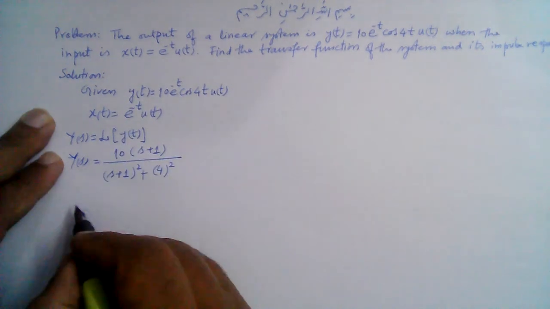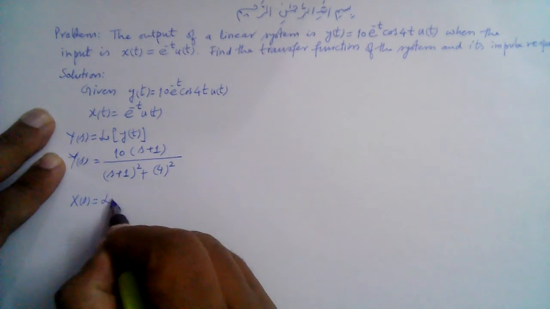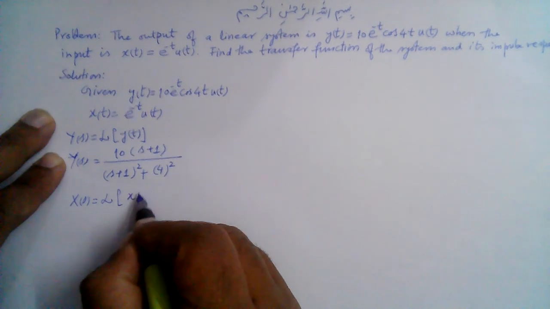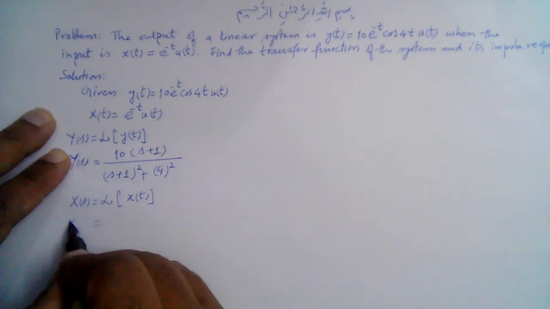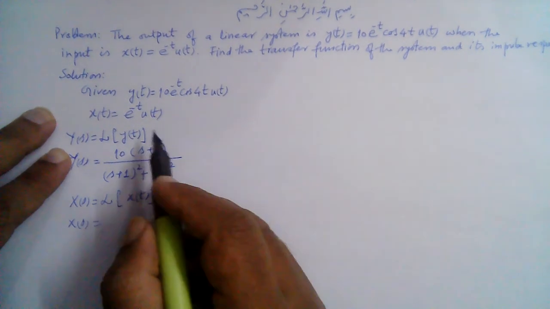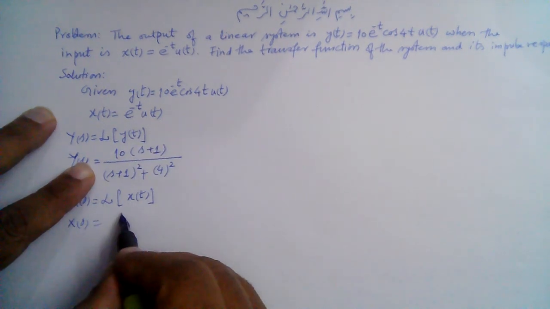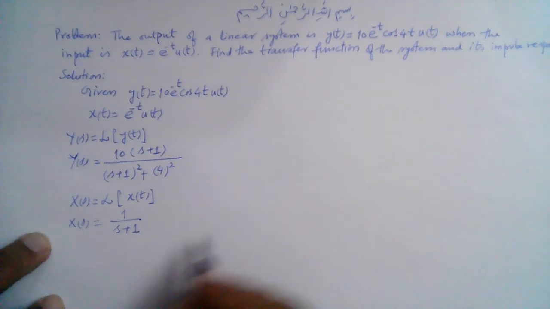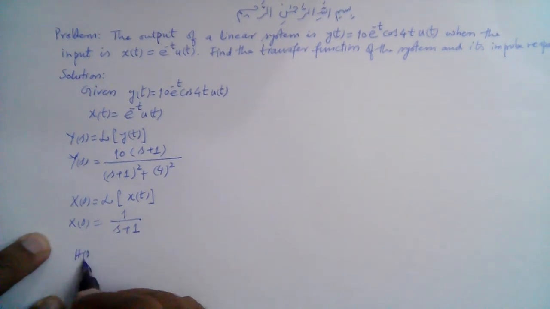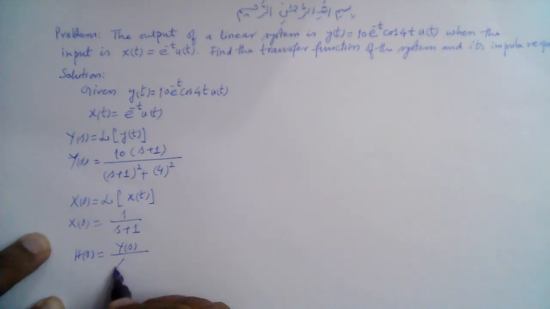Similarly, the Laplace transform of the input x of t will be equal to, so this is simply e raised power minus t u of t, so this is simply 1 over s plus 1, right? Now h of s, the transfer function is given by the ratio of y of s to x of s.